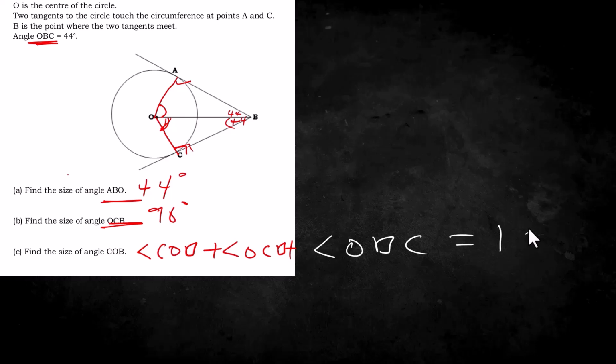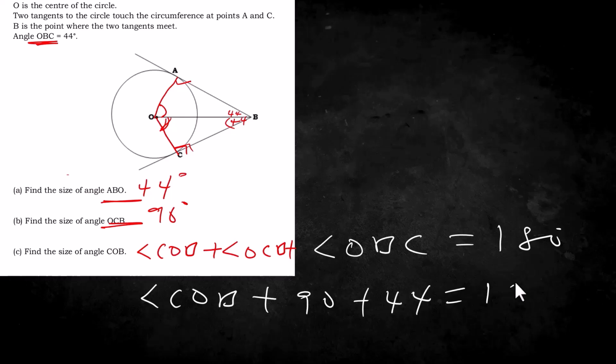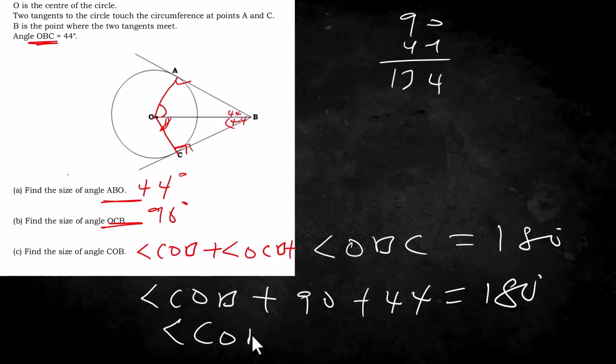equals 180. Okay, so COB is unknown, OCB is 90, OBC is 44, equal to 180. So 90 plus 44 is 134. Angle COB plus 134 is equal to 180.